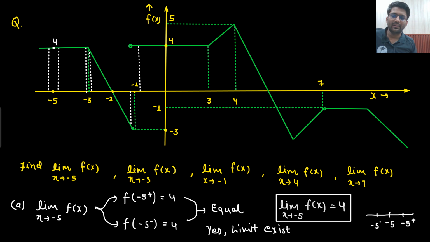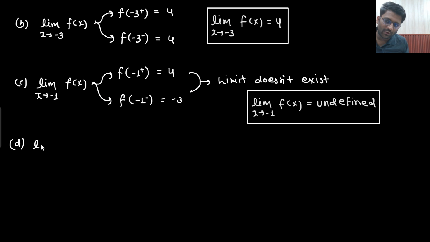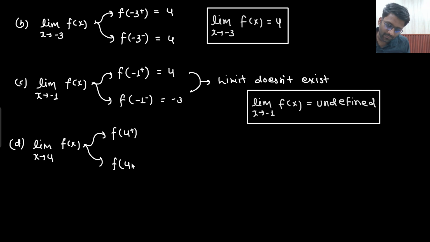Let's take the next example. They are asking near 4. That means you need to find out limit x tending to 4 f of x. That means you need to find out the value of f(x) just after 4 and just before 4.